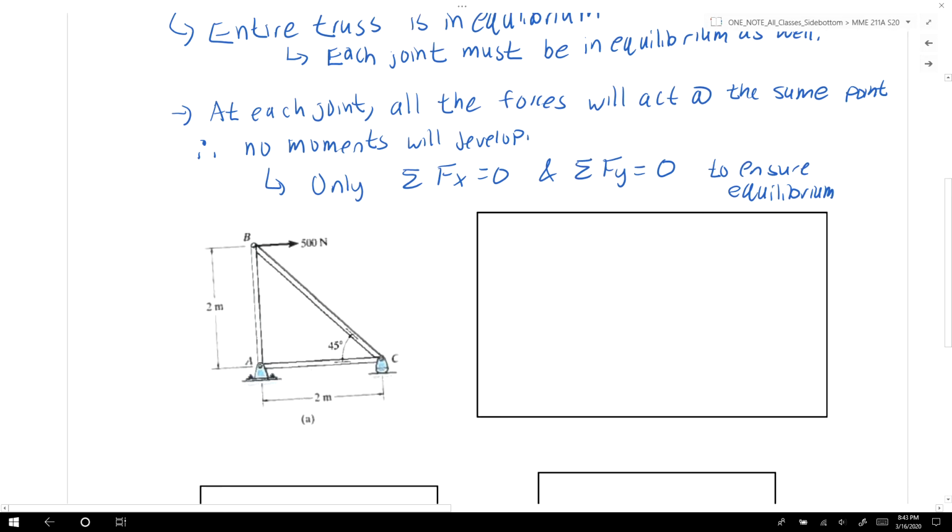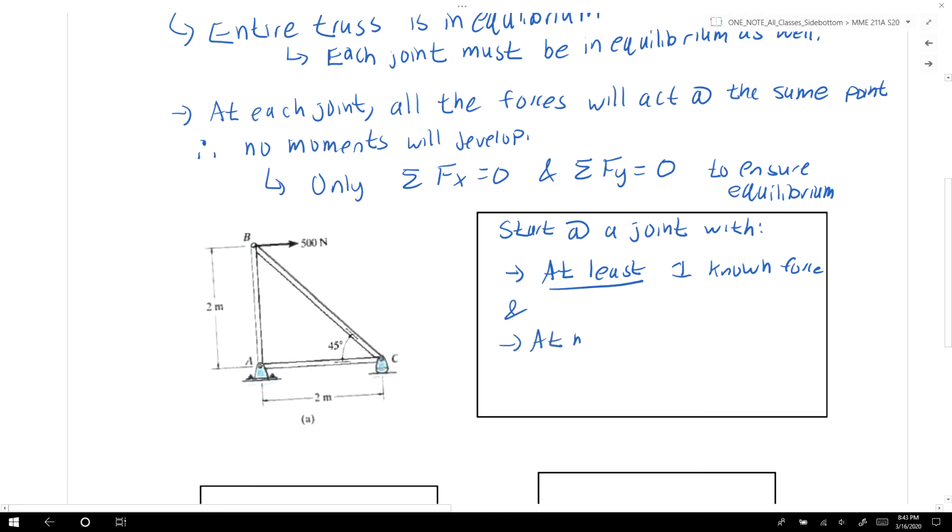So when you're applying the method of joints, what you should do is start at a joint with at least one known force and at most two unknown forces.